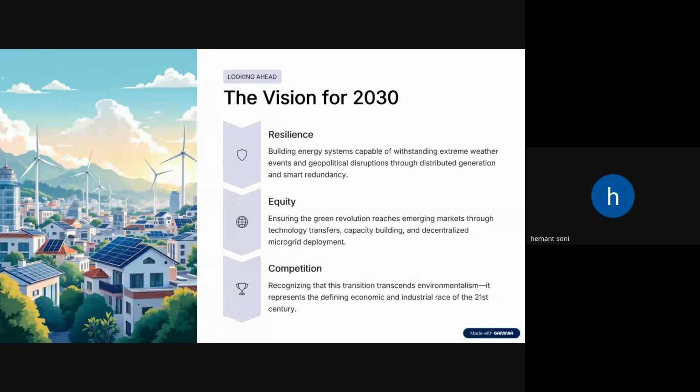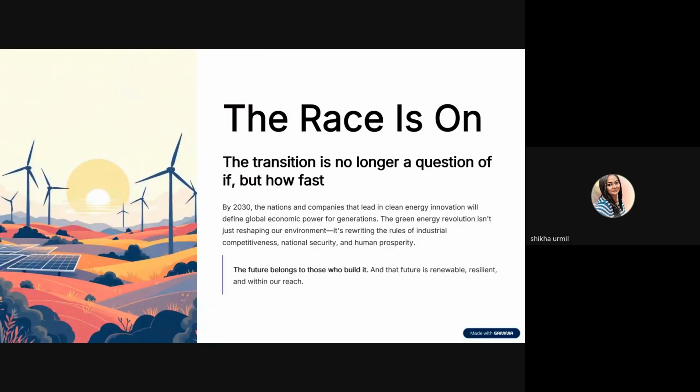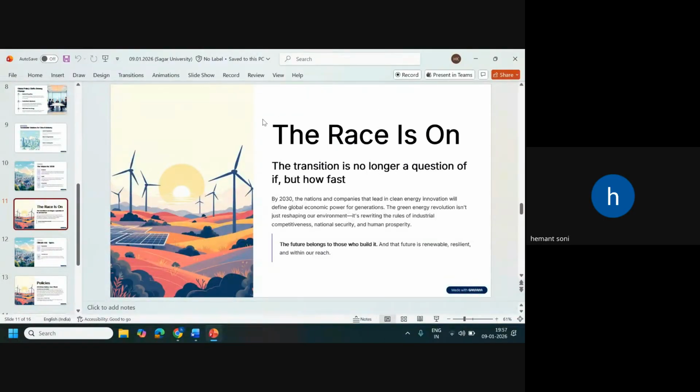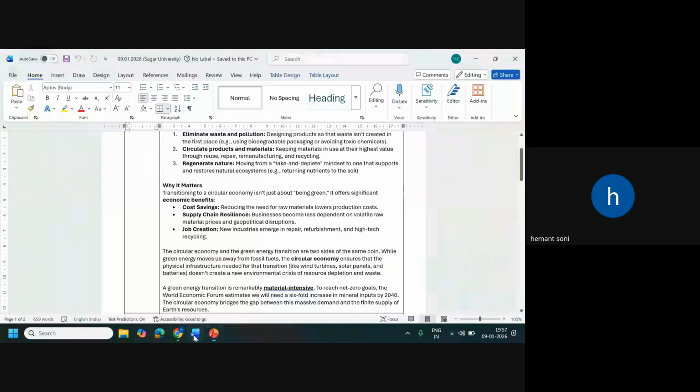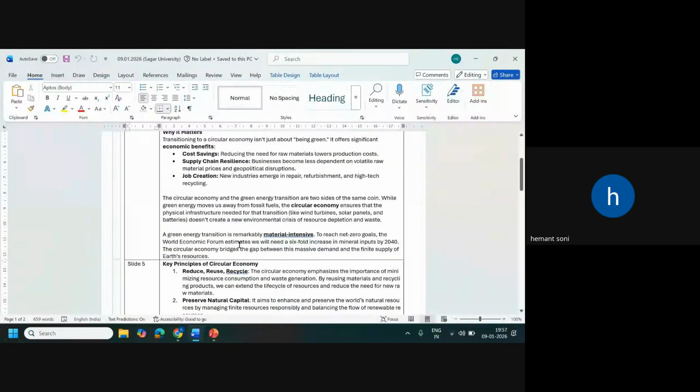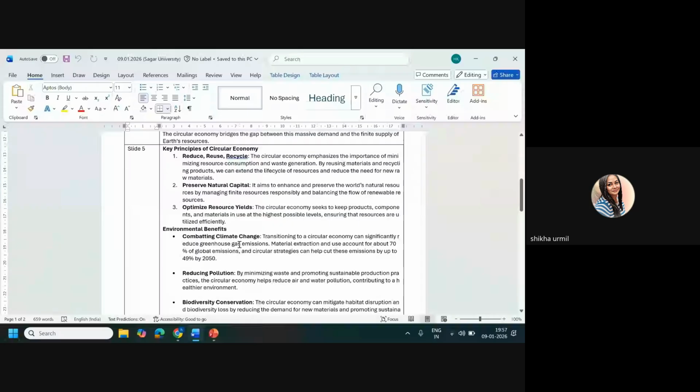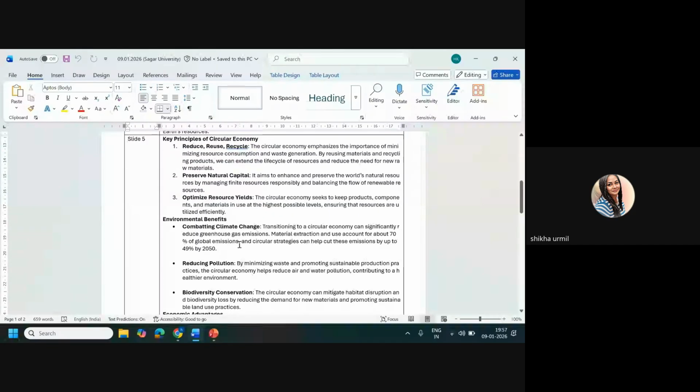Then competition also has a role, recognizing that this transition transcends environmentalism. It represents the defining economic and industrial race of the 21st century. Now, I just wanted to discuss the key principles of circular economy.